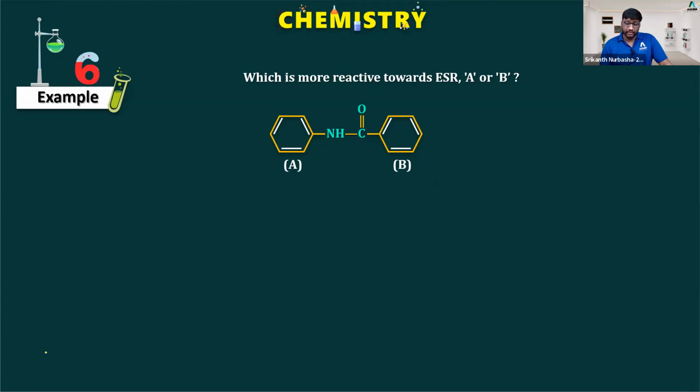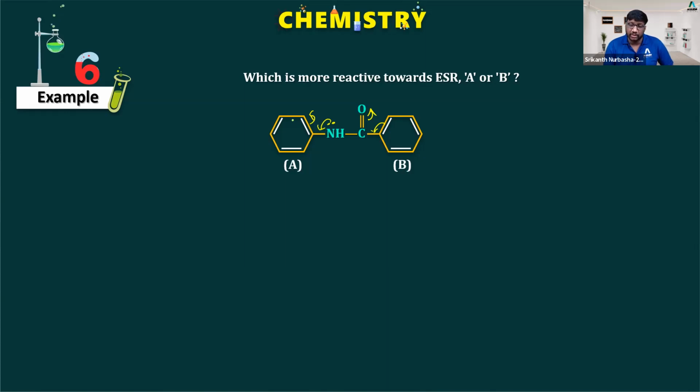There are two rings. Which is more reactive towards electrophilic substitution? Ring A, if you consider the lone pair of electrons on nitrogen, it will be in resonance in ring A. Ring B, if you consider the C double bond, the pi electron density is in resonance with the C double bond. But the C double bond is electron withdrawing. The lone pair of electrons on nitrogen is electron donating.